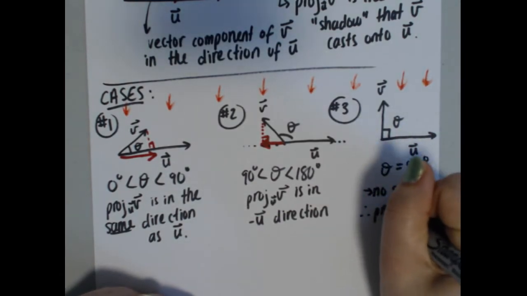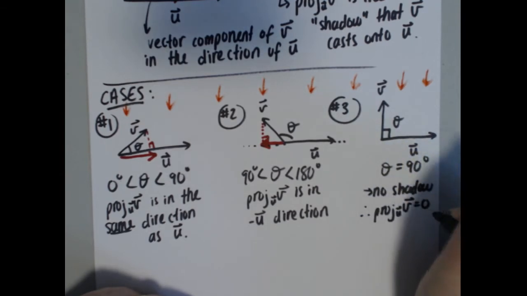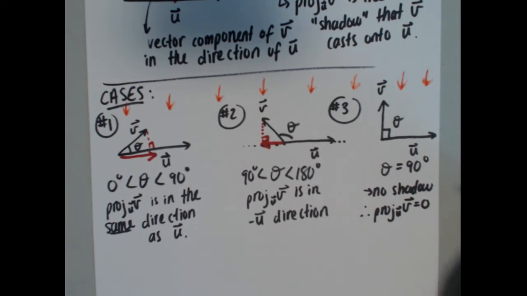So therefore, the projection of V onto U is equal to 0. Now I want you to think about that for a moment. The last time we saw that when two things are perpendicular, that certain quantity is equal to 0 was dot product. When you have dot product, you deal with cosine of the angle between the two vectors, and cosine of 90 is 0.